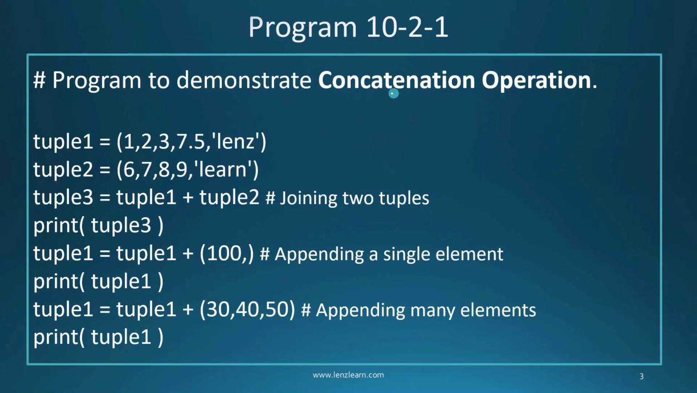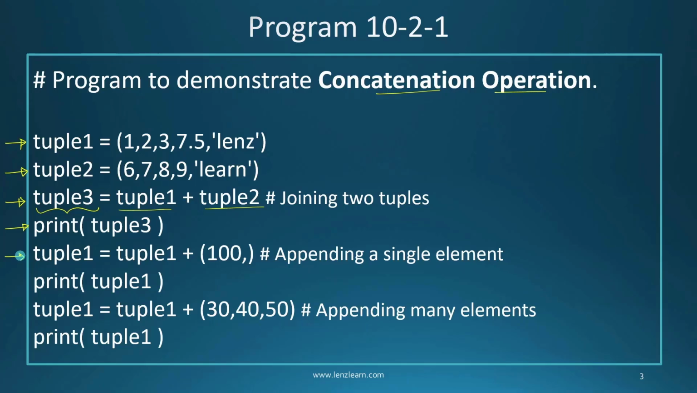The first program will demonstrate how the concatenation operation works with tuples. In the first two statements, I have created two tuples, tuple 1 and tuple 2, with these values inside. In the third statement, I am creating a new tuple, tuple 3, by concatenating or joining the elements of tuple 1 and tuple 2. So tuple 3 will have all the elements in tuple 1, 1, 2, 3, 7.5, lengths, then all the elements in tuple 2, 6, 7, 8, 9, and learn. When you print tuple 3, the entire content of tuple 1 and tuple 2 will be printed out. When we run the program, we'll see that.